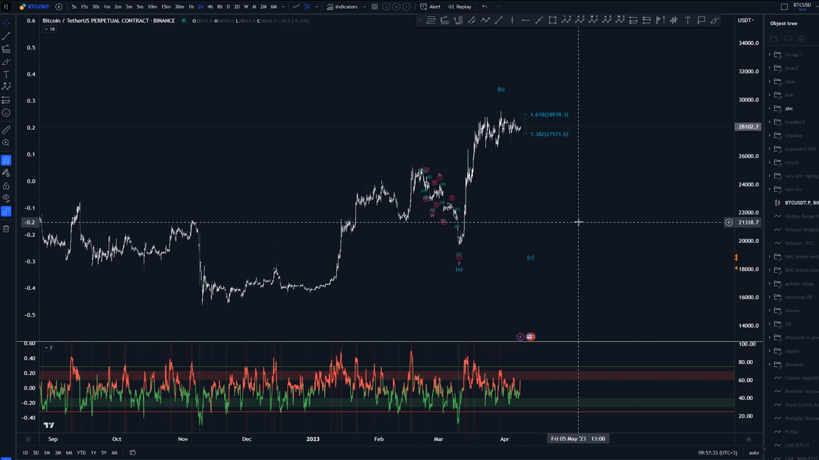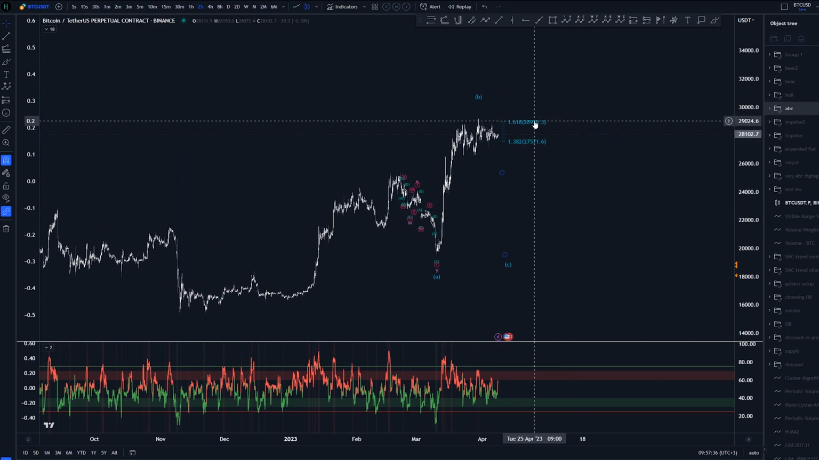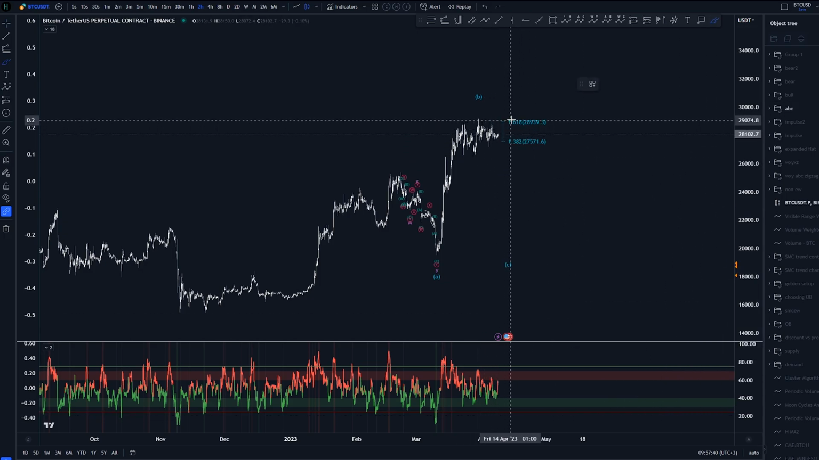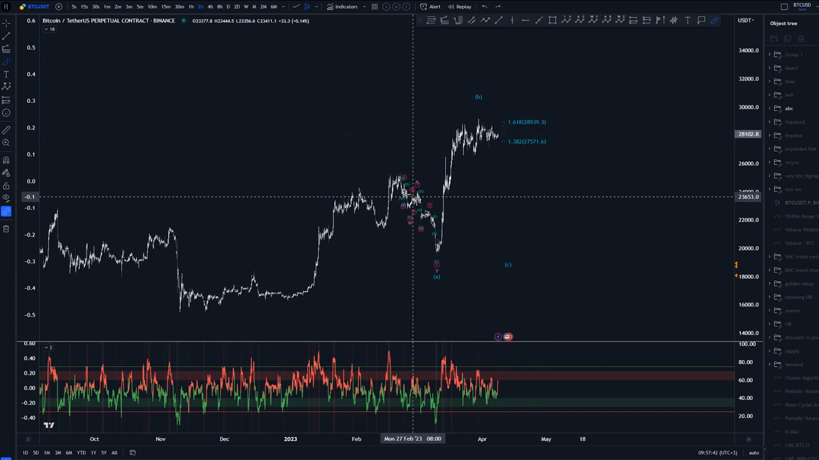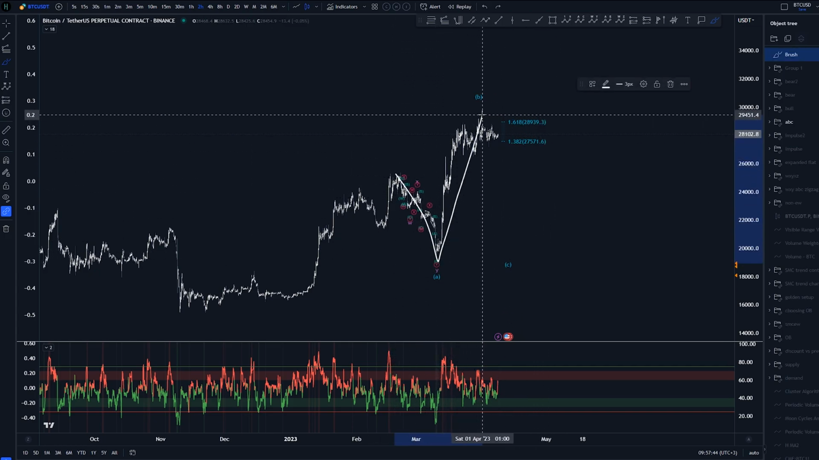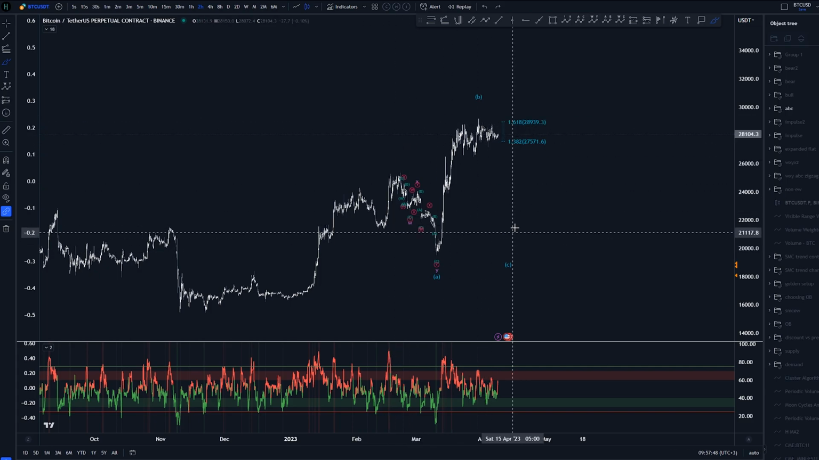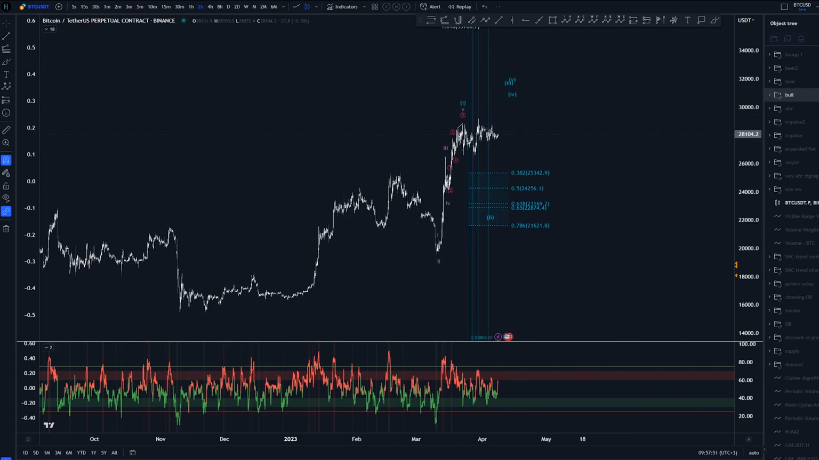These were just some subwave targets, and here on arithmetic scale, we have hit the 1.618 retracement of this A wave for the B wave. So again, this is not the likeliest scenario anymore, which we were talking about before as well.